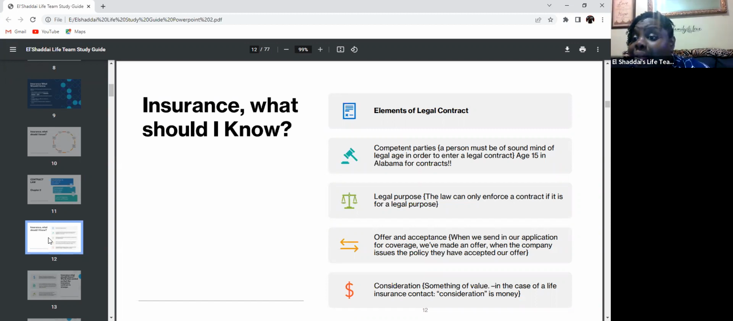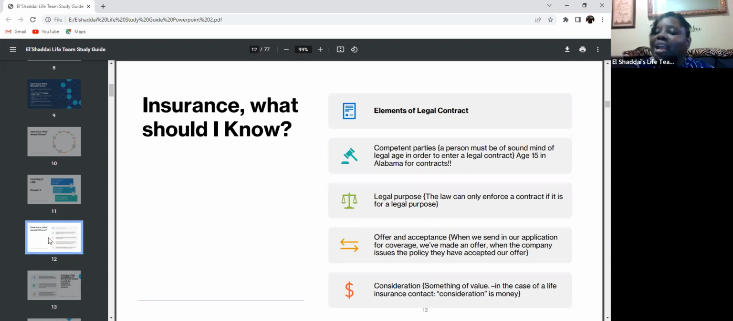Okay. Competent parties. A person must be of a sound mind, of a legal age in order to enter into a contract. I'm going to say it again. A person must be of a sound mind and of legal age to enter into a contract. The age in Alabama is 15. Okay, competent parties.